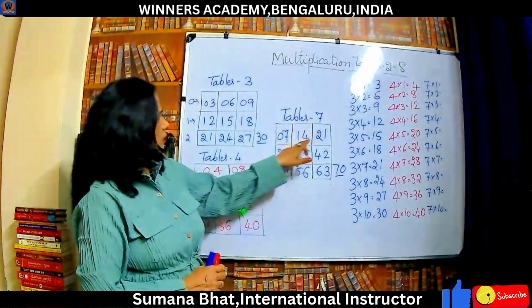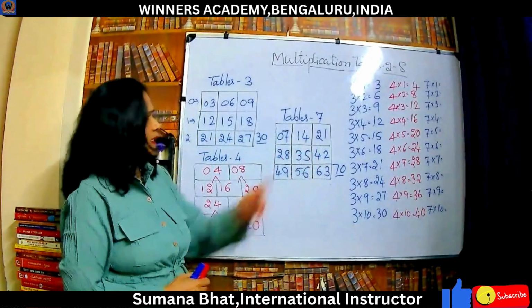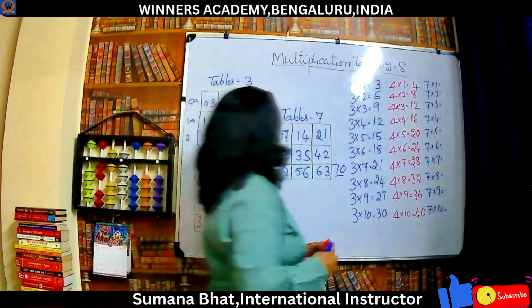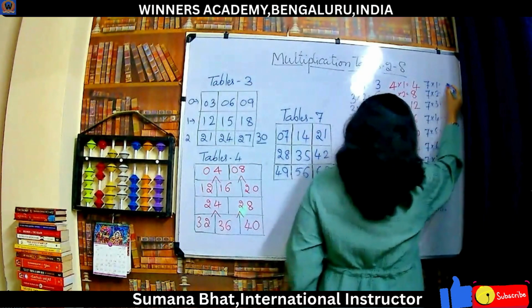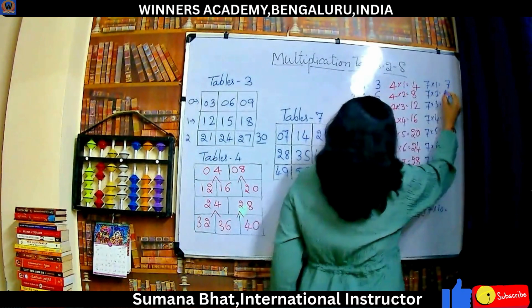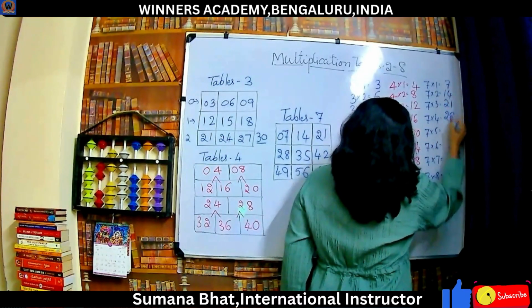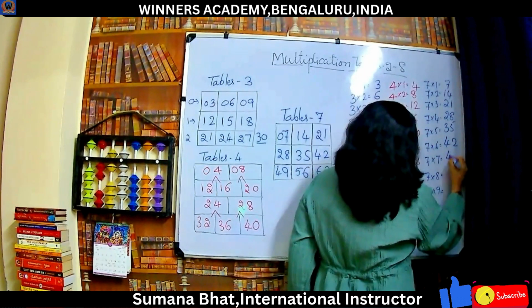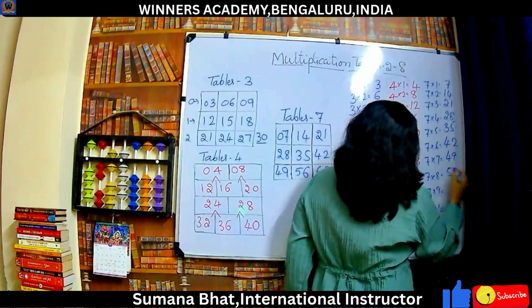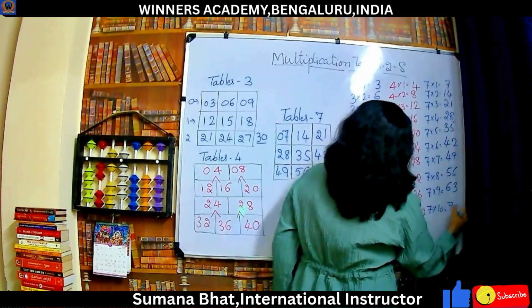See, 7, 14, 21, 28, 35. So 7 tables. Let us write the answer over there. Tables are ready here. By seeing this, we can write here. 7, 14, 21, 28, 35, 42, 49, 56, 63, and 70.